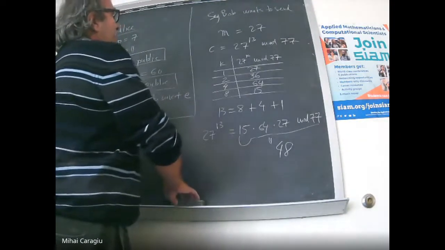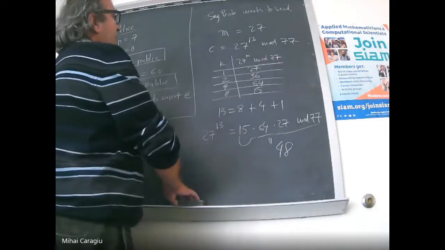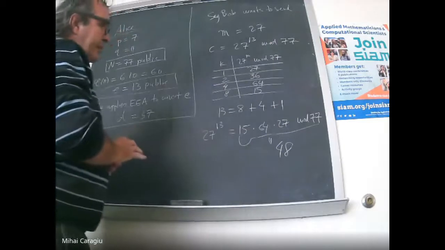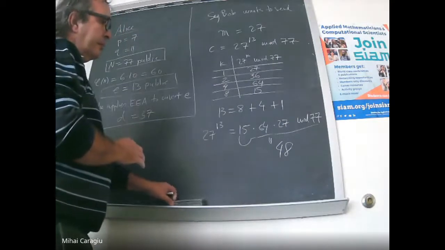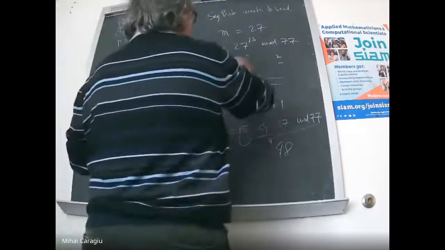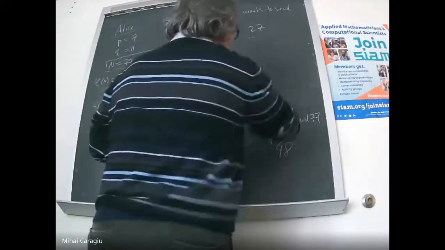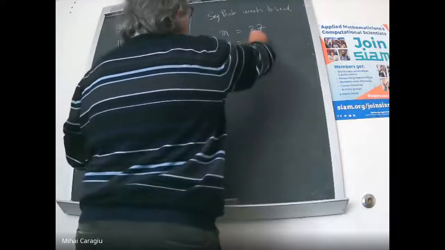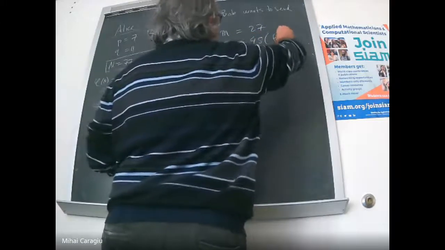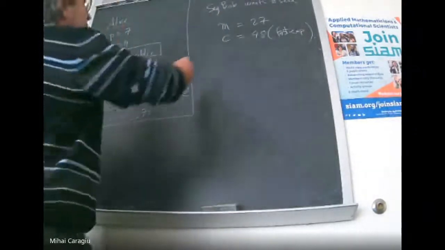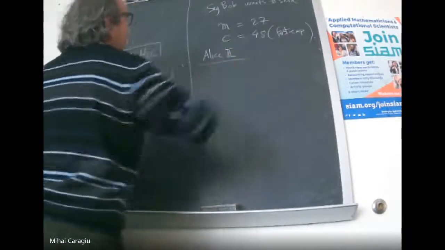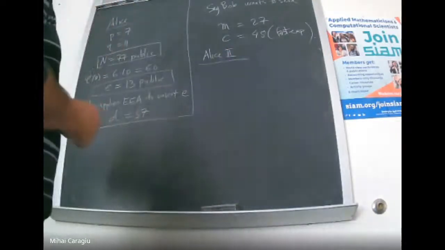Okay, so Bob wanted to send a message with numerical value 27. He encrypts the message by using fast exponentiation. The ciphertext will be 48. So C will be 48. That's how we get C. Now Alice, the second step. She receives 48 from Bob.